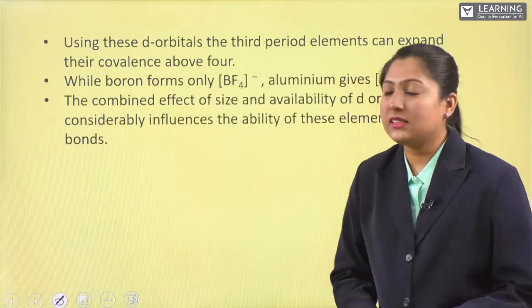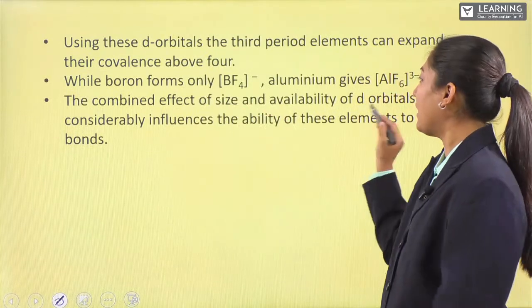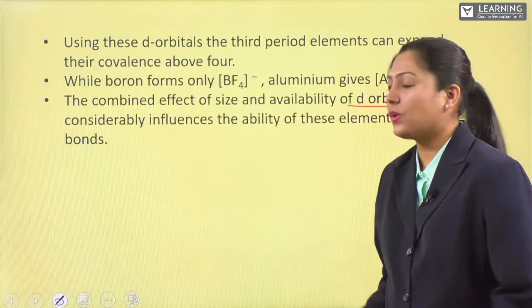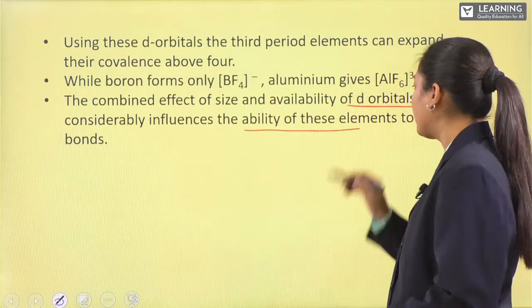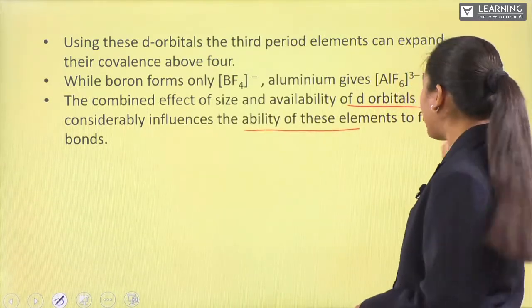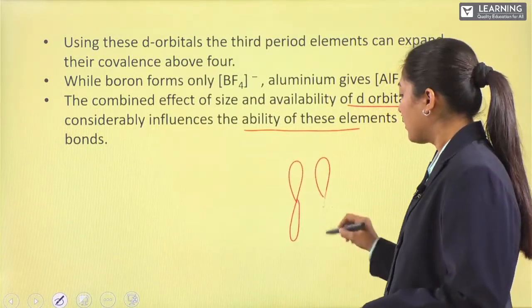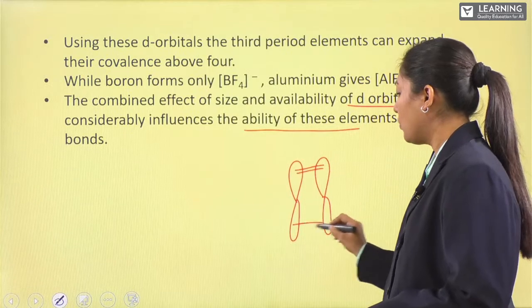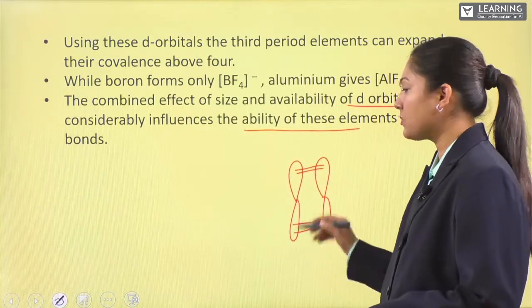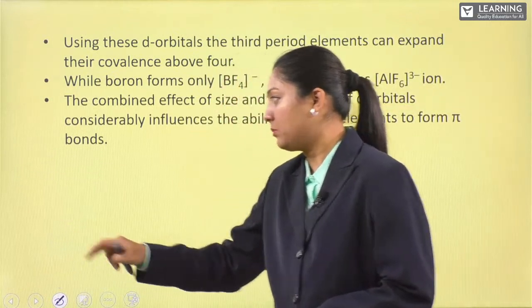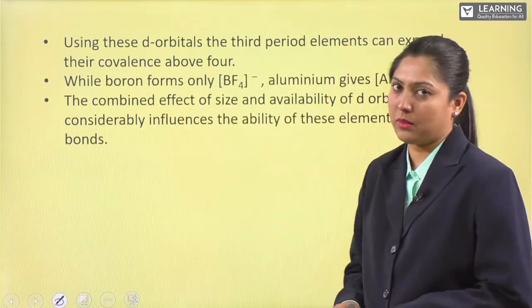The combined effect of size and availability of d orbitals considerably influences the ability of these elements to form pi bonds. Pi bonds are laterally overlapping. This forms the pi bond. That means double bonds or multiple bonds will be formed due to these pi bonds.